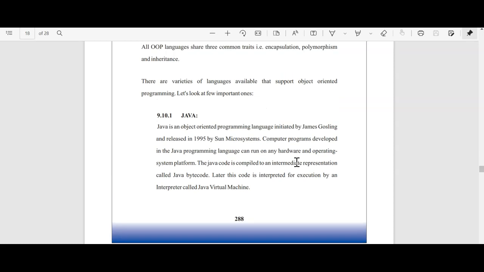So these are some popular languages which follow this principle. One of them is Java, and it is different from JavaScript. Java and JavaScript are two different things, so you need to remember this. Okay. So Java is a language and JavaScript is a scripting language, and both of them are different.